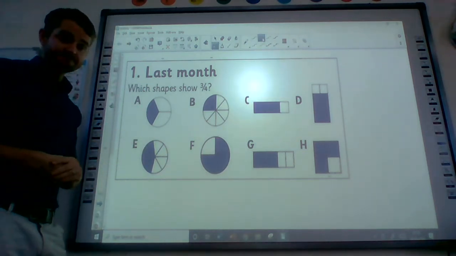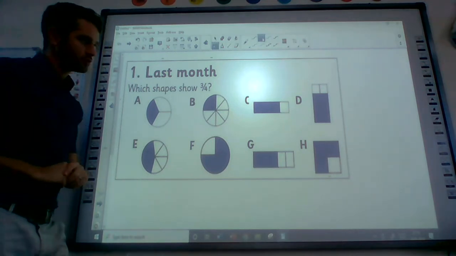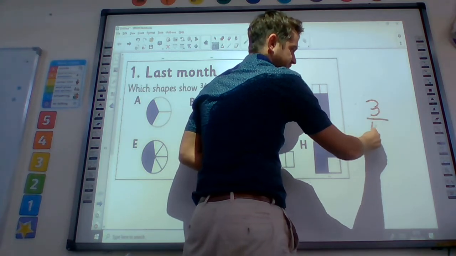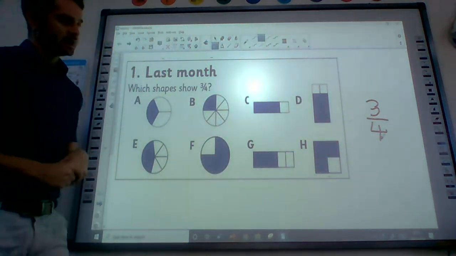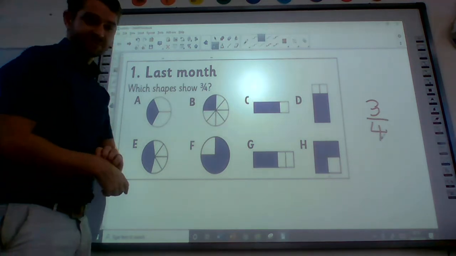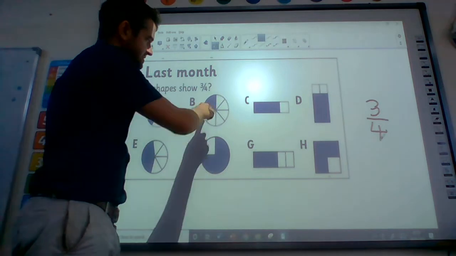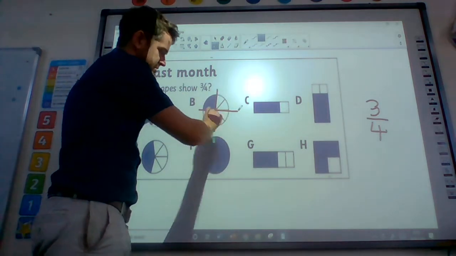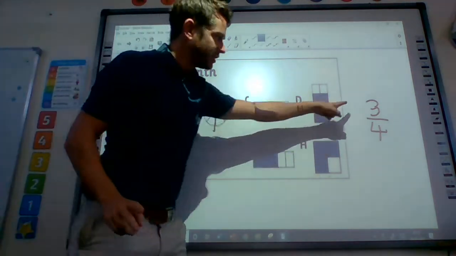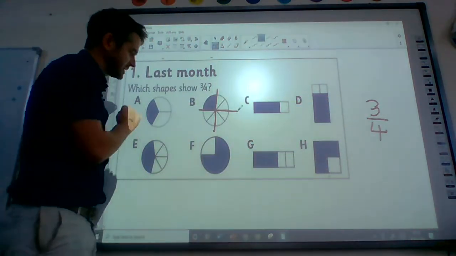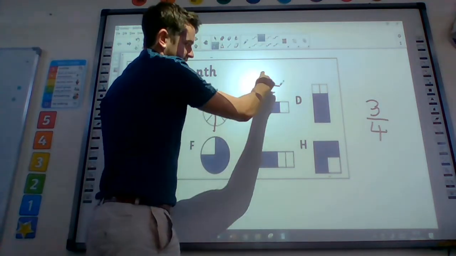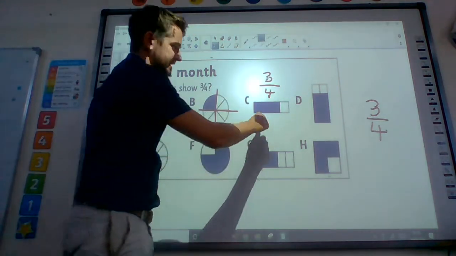Okay, I'm looking at A. It does not show 3/4. Remember, 3/4, we're looking for 3 out of 4 sections. So there'll be 4 equal parts and 3 of them coloured in. Not A. B. B is a bit of a tricky one, because if we split it into quarters, we can see that 1 of those 4 sections is coloured in, but not 3 of those sections, so not B either. Let's look at C, where we've got 4 equal parts and 3 are coloured in. So we can tick C.